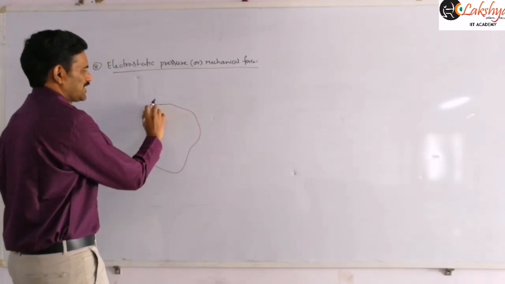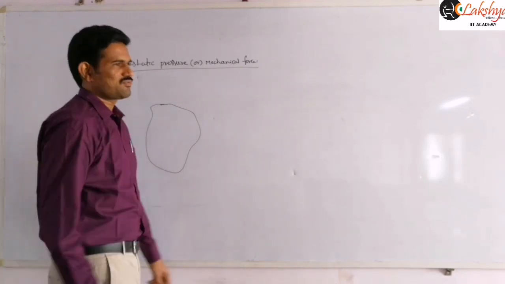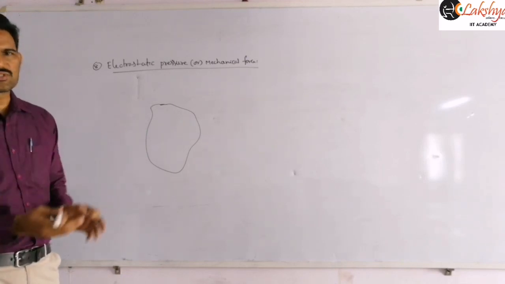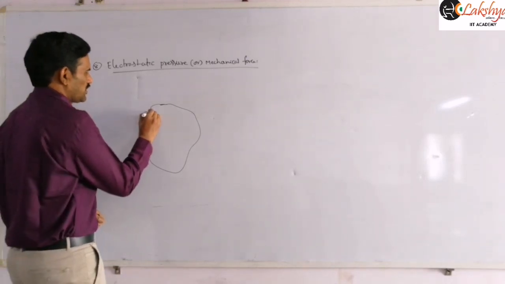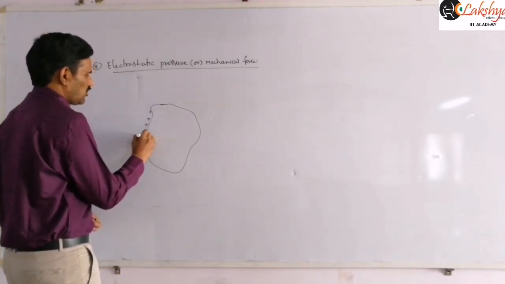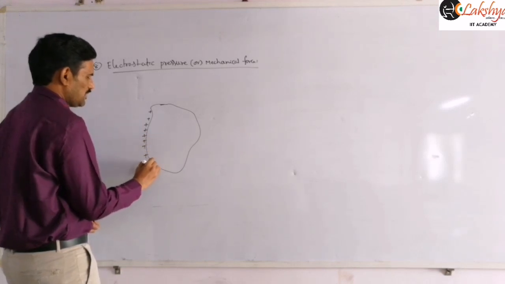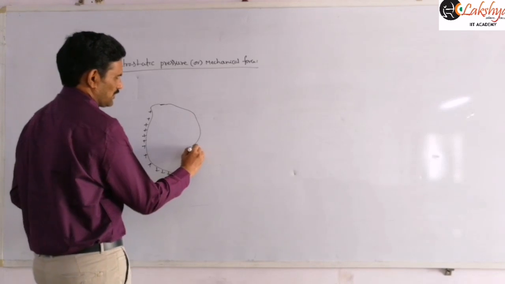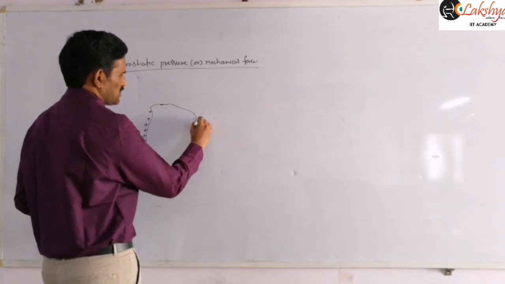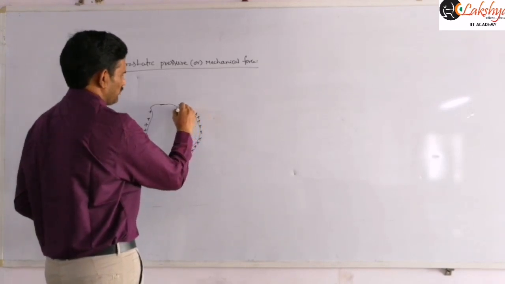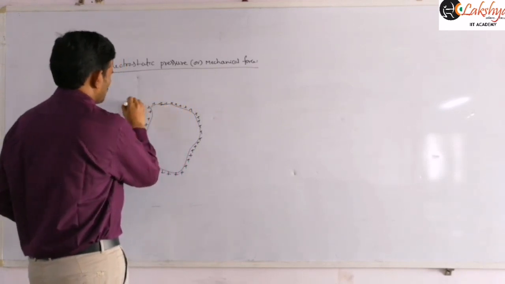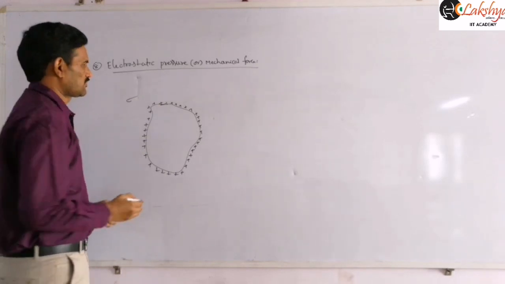In the last class we derived an expression for the electric field due to a conductor of any shape, so this calculation will be somewhat similar to that. Here I am taking a conductor of any shape having some surface charge density sigma. Some surface charge density sigma is given to this.